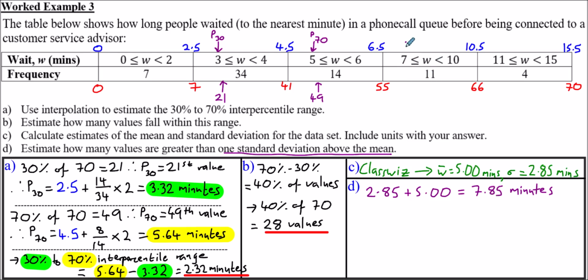So I'm just going to do an arrow here saying that 7.85 minutes would be about there. And then what we need here is an estimate for the position of the value which is at 7.85 minutes. So I'm just going to put here P for position, subscript 7.85. So what position is that? Is that going to be the 57th value, the 59th? That's what we need to work out.